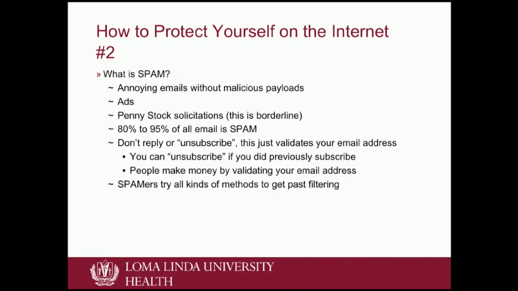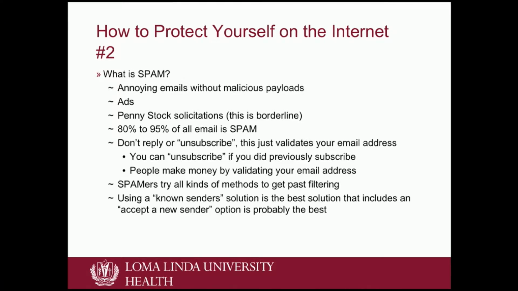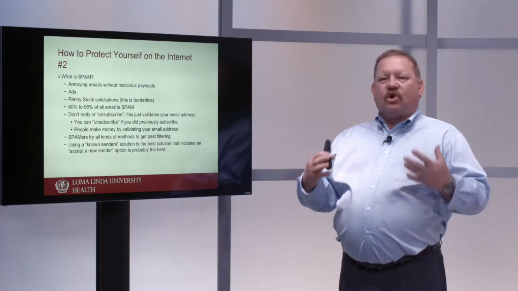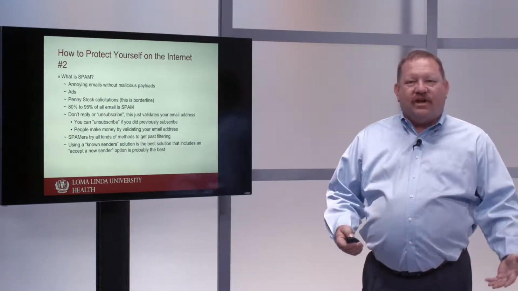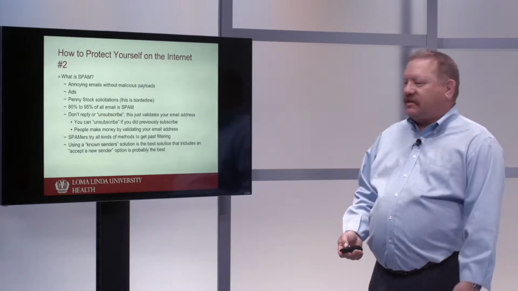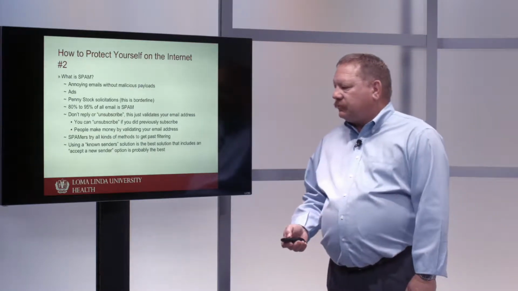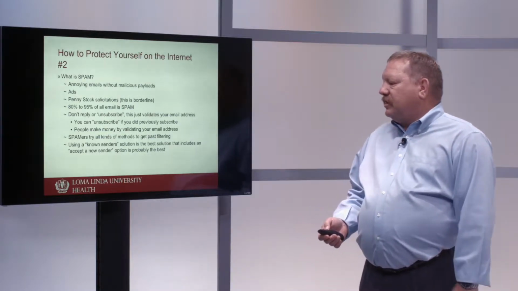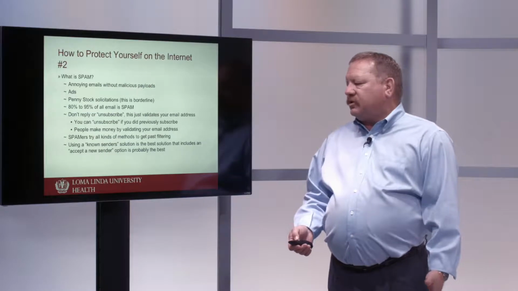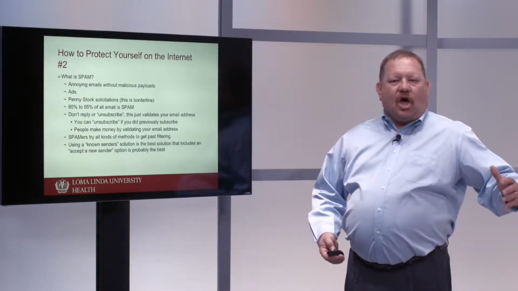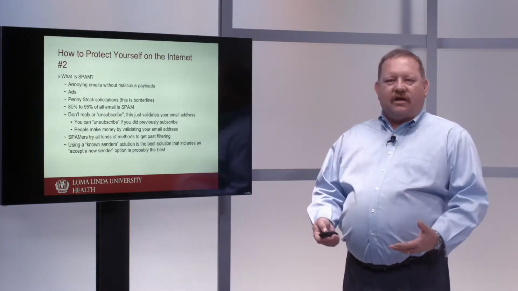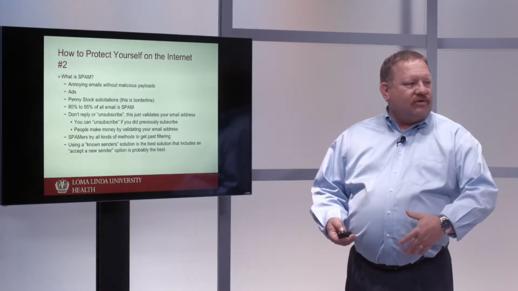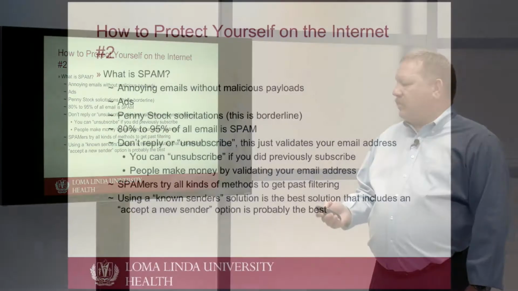Spammers try all kinds of methods to get past filtering. They'll make text as a picture that has the words in it, so text filters can't read what they're showing you. It's a picture of text, not text itself. Using a known sender solution is really the best solution. That includes an accept new sender option, which is probably the best. What this means is all of your email goes to an intermediary, and unless you've said, I trust this person and want their email, it doesn't get through to you. So that's a way to keep spam from floating through on you.